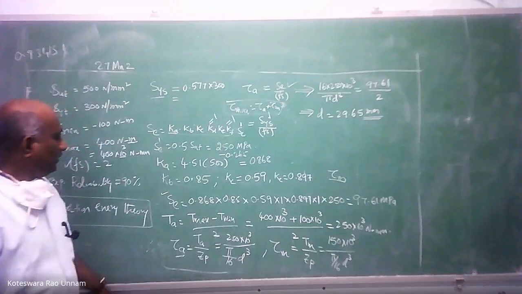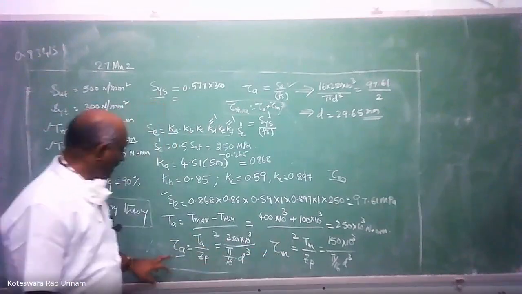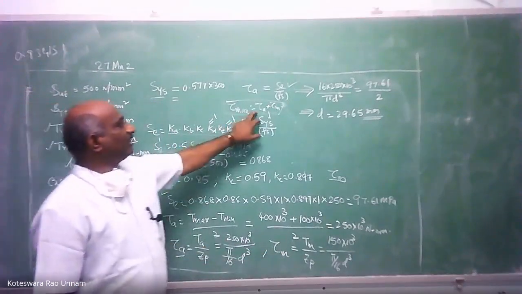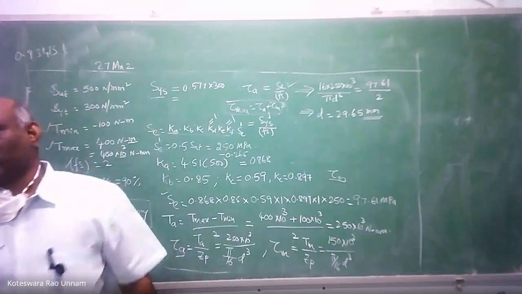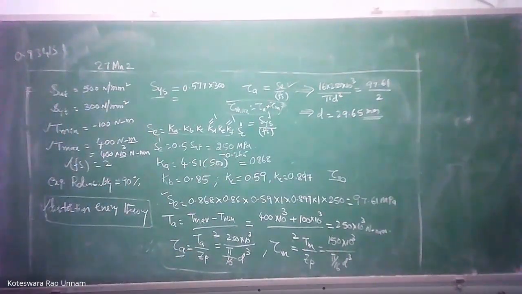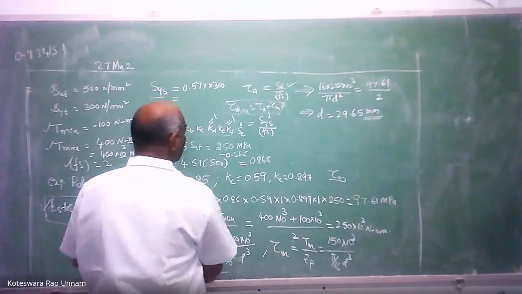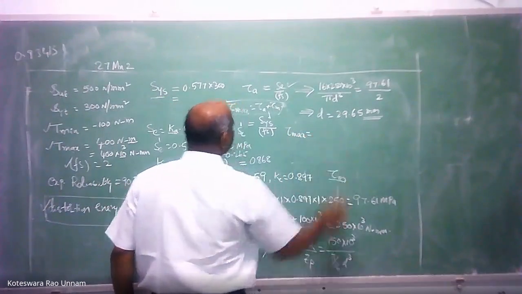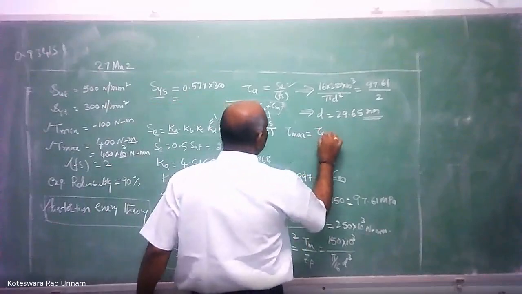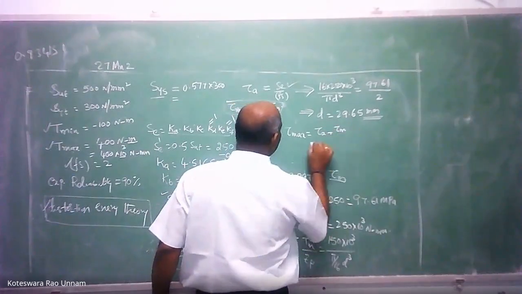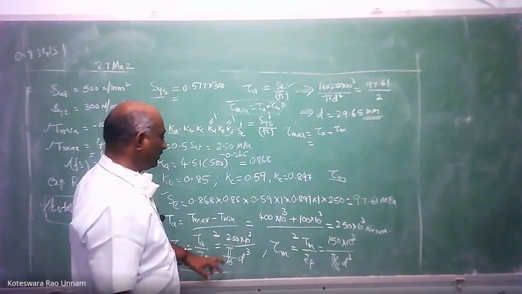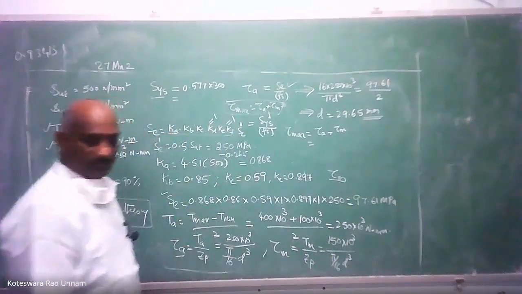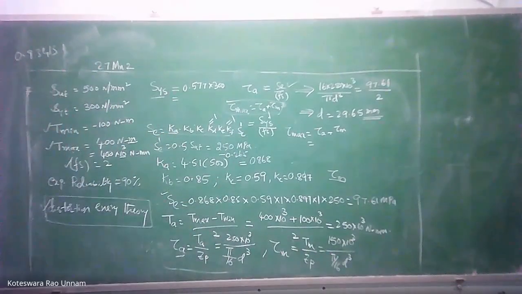So now you have tau m and tau a. Then you add those two, tau m plus tau a. You tell me what value you got. If you add these two, your tau max is equal to tau a plus tau m, which is, you tell me, what is the value of the sum of those two?